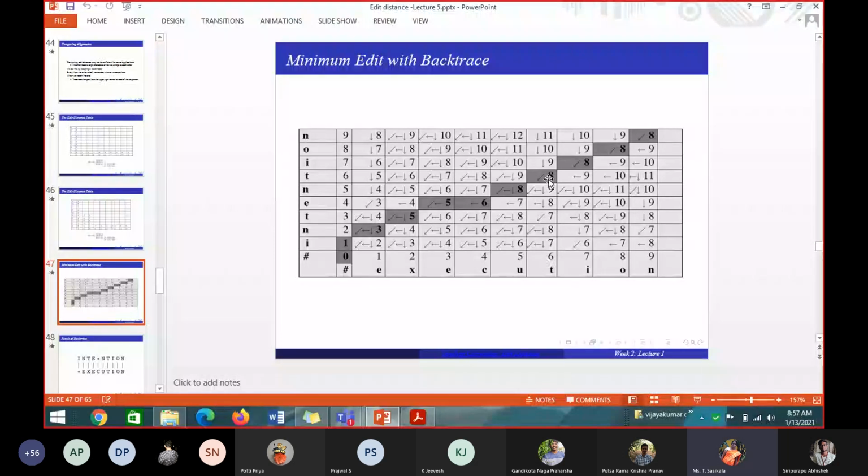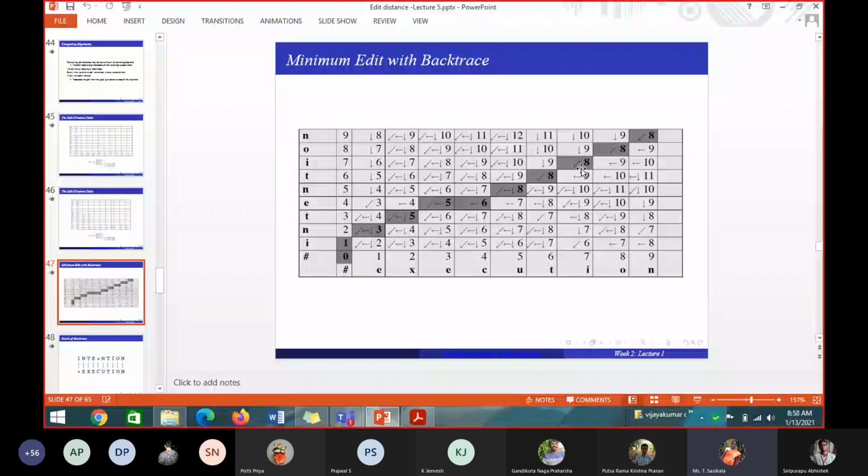If I want to fill this 8, I have to see left side 9 plus 1, down 9 plus 1, diagonal value is 8, either 8 plus 0 or 8 plus 2 I have to take. You are telling 8 plus 0. Why is it 8 plus 0? Because my comparison character in the input string and output string is the same character or different character? Same character. What is that character, students? I. Very good. So this 8, I got it from this 8.